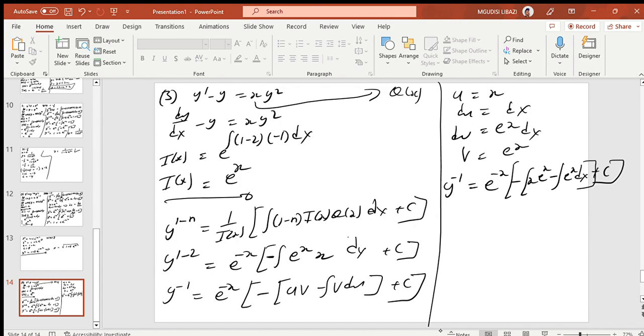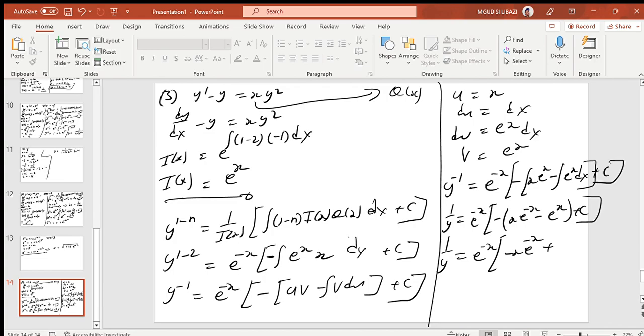So that means we have 1 over y, which is equal to e raised to negative x into negative, multiplied by x e raised to x, minus the integral of e raised to x, which is just e raised to x, and then plus c. And then 1 over y is equal to e raised to negative x into negative x e raised to x plus e raised to x. And I believe that should have been a positive x, not a negative x. This should have been a positive x plus c.